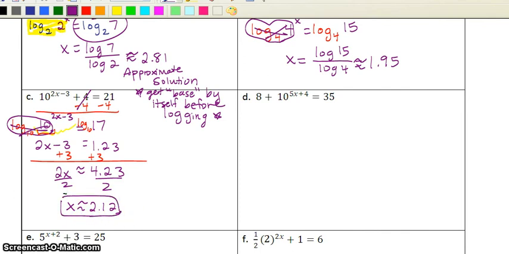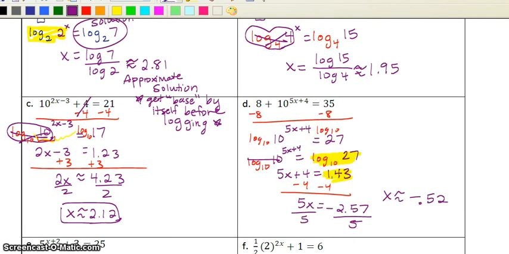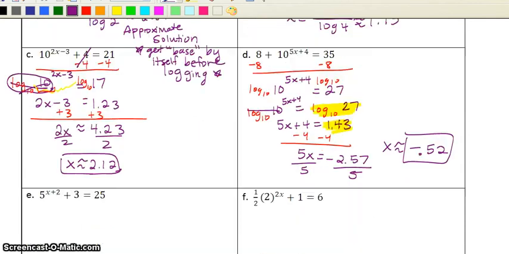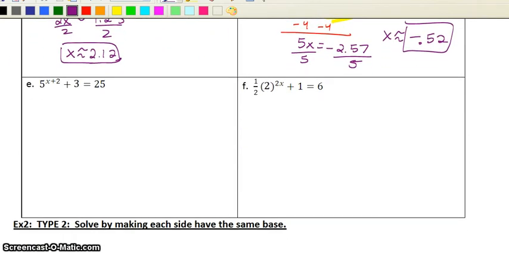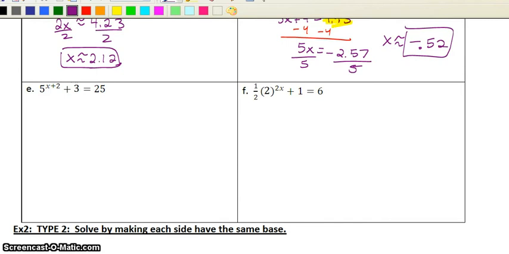Why don't you pause the video and try part D, and then when you unpause it, we'll see how you did. If you have unpaused and you're checking your work, the question is, did you get negative 0.52? That's the correct answer for that one. Let's move on. So E is actually very similar to what we've just been doing, but F is a little different. So why don't we try F?